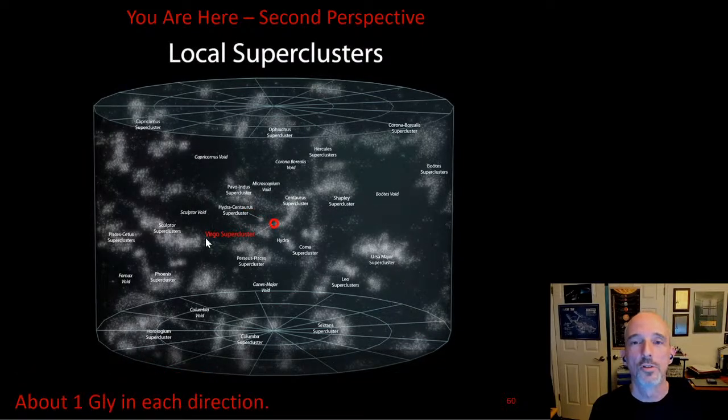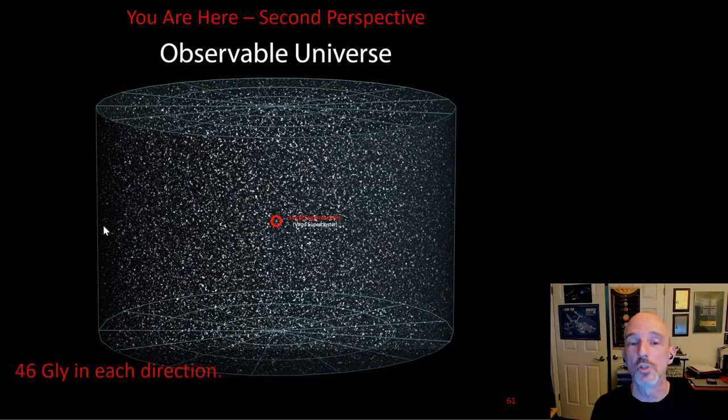And then the local supercluster is another step out. All these little shady, fuzzy things are clusters of galaxies, with each galaxy being hundreds of billions of stars. And this is about 1 billion light years in each direction, or 2 billion light years across. A G here is a gigalight year, that means 1 billion. And then finally, this is the observable universe.